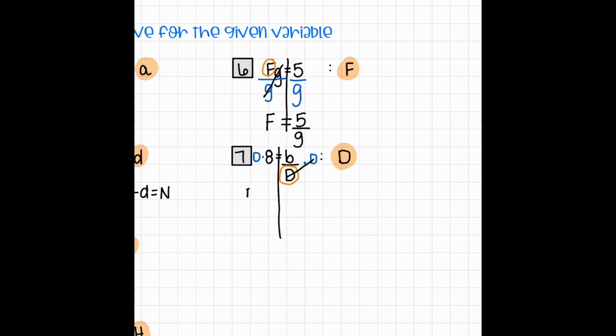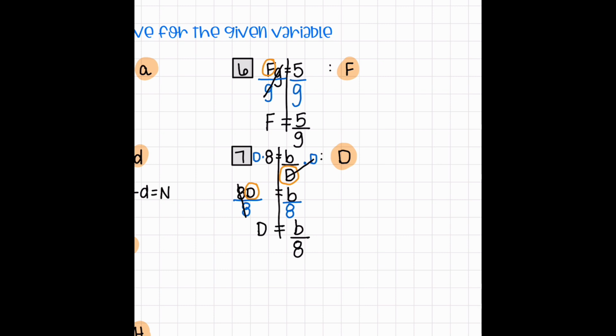So we have D times 8, or we can just write 8D equals B. Now again, we're solving for D. So now we know that 8 is being multiplied by D, so we need to undo the multiplication with division. So that extra step was to get D out of the denominator, and then we can solve. So D equals B over 8.